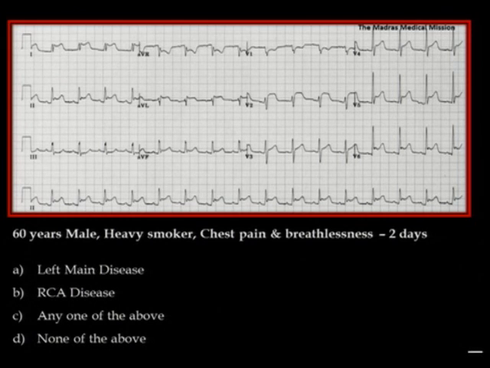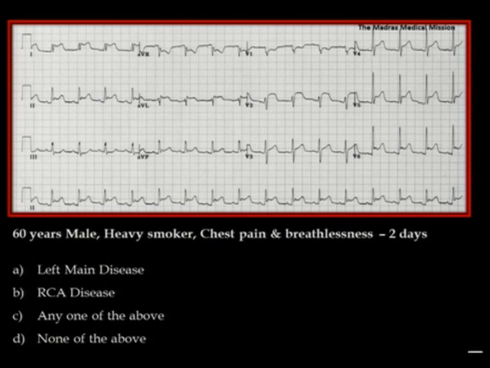Let's look at this 60 years old male who has significant risk factors for coronary artery disease. Because not only he is that age, which itself is a risk factor according to the speakers earlier. Now that in addition to the age, he has another risk factor, heavy smoker, and importantly, he comes to you with chest pain and breathlessness for 2 days. Significant ST segment changes. So what is the option?